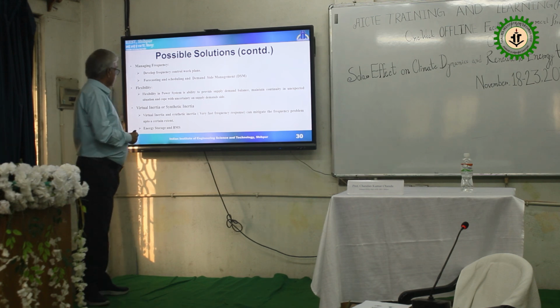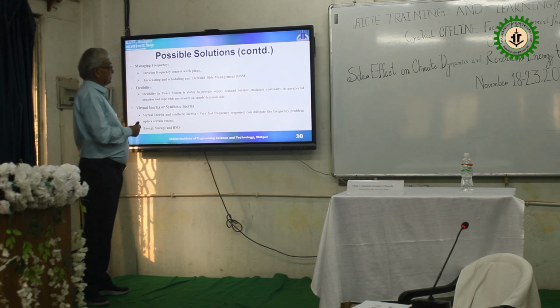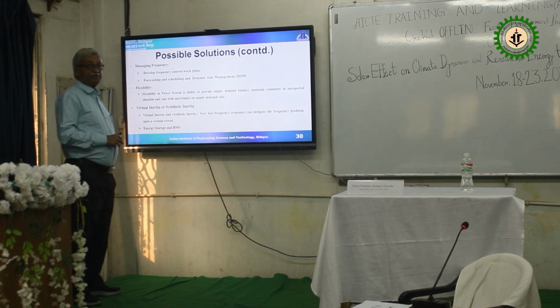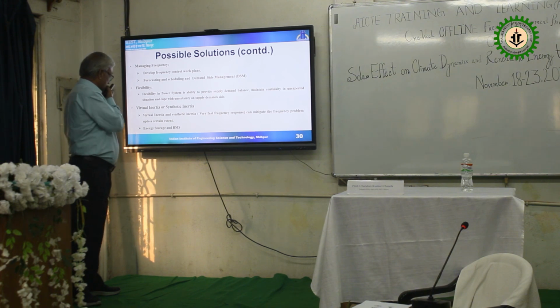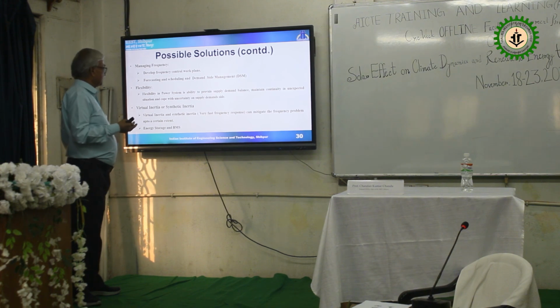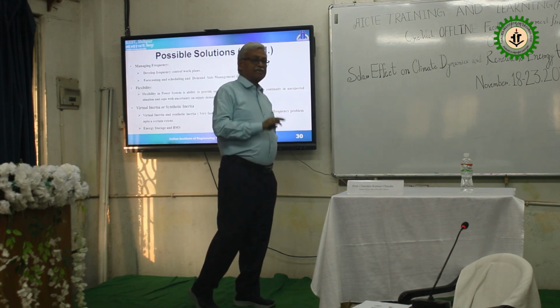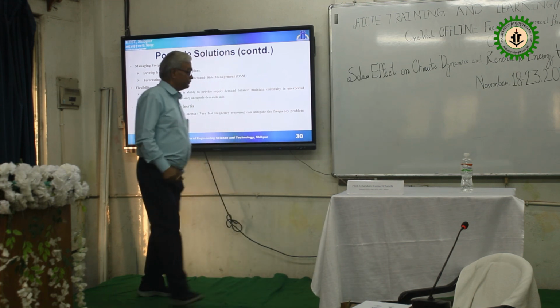Flexibility. Flexibility in power system is the ability to provide supply demand balance, maintain continuity in unexpected situations, and cope with uncertainty on the supply demand side. Virtual inertia, I already described, the virtual synthetic inertia plays a very, very important role. Of course, virtual inertia, synthetic inertia is very much cost effective. We have to go with the modeling so that the system will be cost effective, but at the same time, we have to manage the inertia.